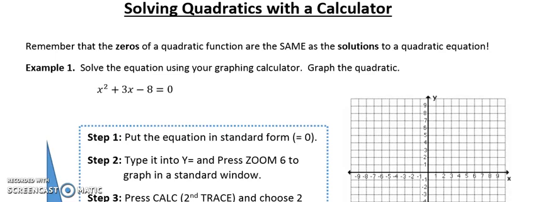Today we're going to talk about solving quadratics with a calculator. Remember that the zeros of a quadratic are the same as the solutions to a quadratic equation. These are also called x-intercepts if we look at them on a graph. So the x-intercepts are literally the solutions to the quadratic. So let's go on and go through this here.